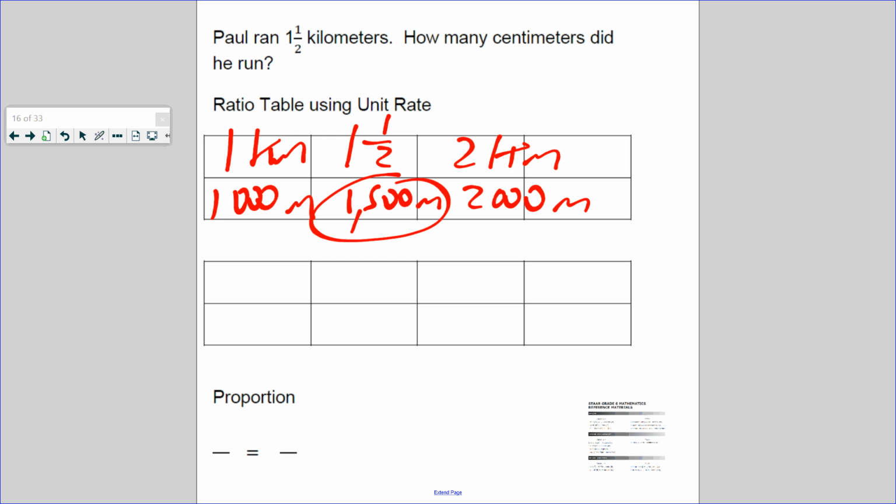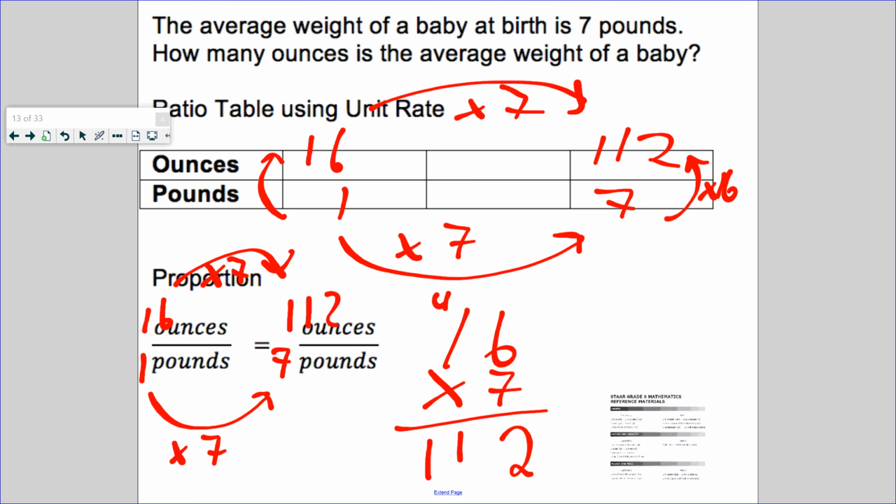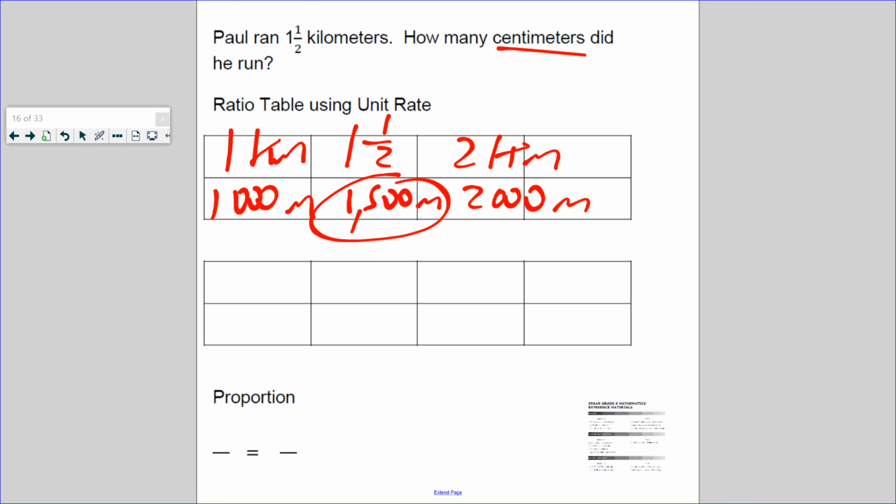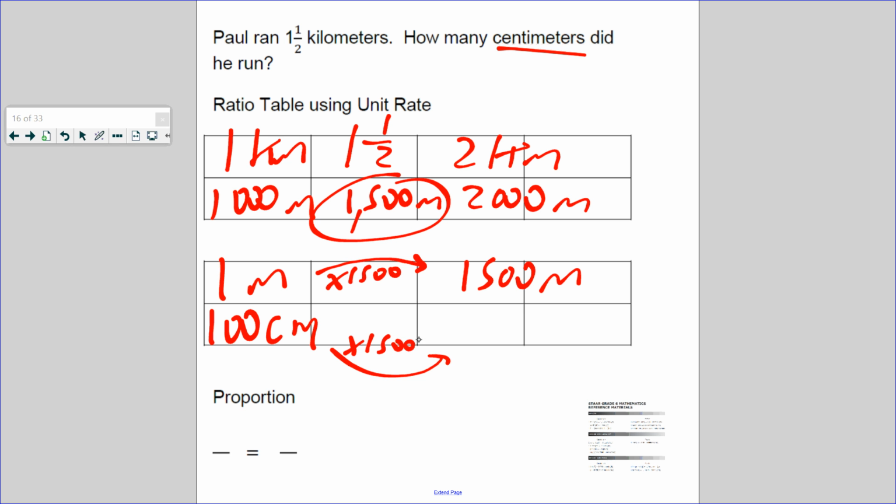But we have to turn it into centimeters. Let's go back to our table. Every meter, 1 meter, has 100 centimeters. Let's write that down. 1,500 meters. Do you want to do an up and down relationship, or a side-to-side relationship? Let's do side by side first. How do you build 1 meter to 1,500 meters? Times 1,500. So 15 times 1 is 15. How many zeros follow these? 4 zeros. So 150,000 centimeters.